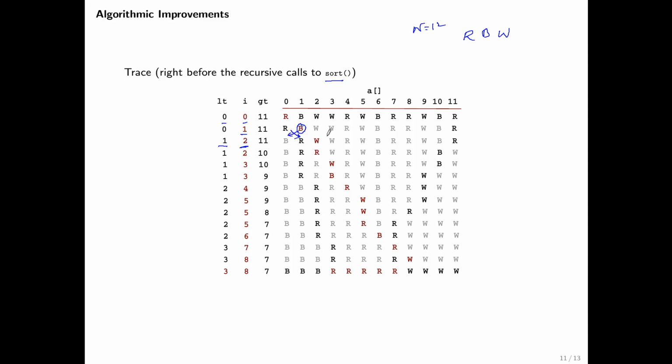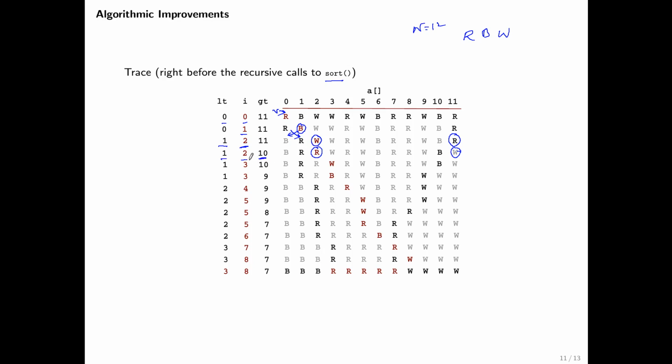Now we compare W with the pivot R. Keep in mind that the pivot V is R. W is greater than R. So what do we do in that case? We simply exchange the value at GT, which is this guy, with A at I. So this W goes there and this R comes there. In this case, only GT is decremented by 1. GT goes from 11 to 10, and the rest remain the same.